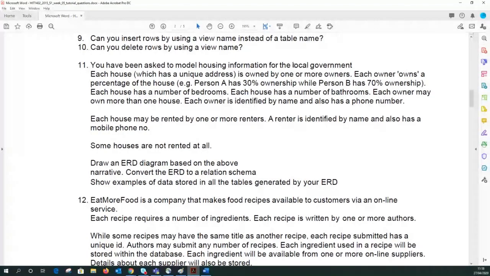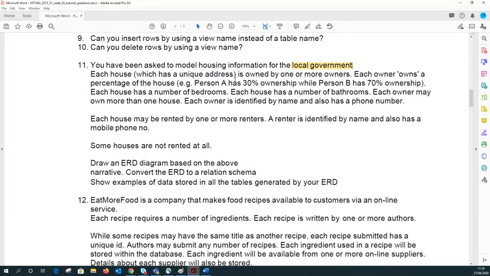So for the local government, do we need any object or entity to represent it? Is it an object or an entity in our database? Can anybody answer this one? The answer is no. We don't need any entity to represent the local government, because we have only one instance of that. So we don't need it.